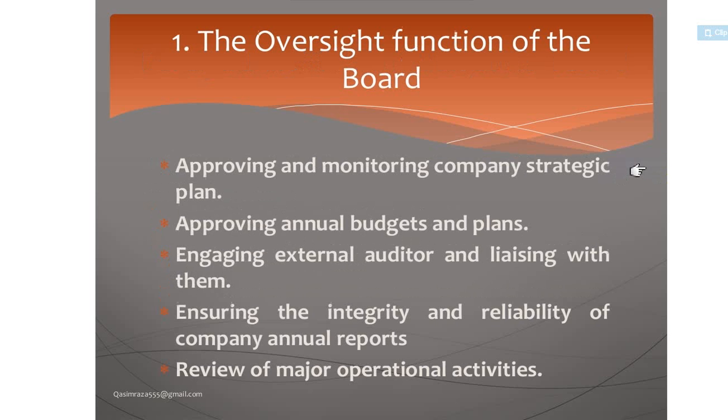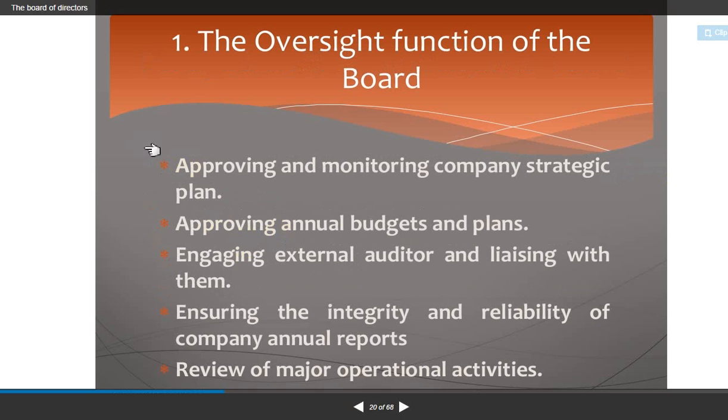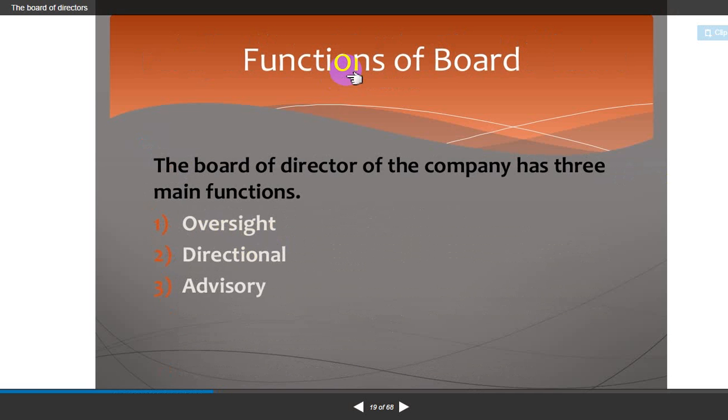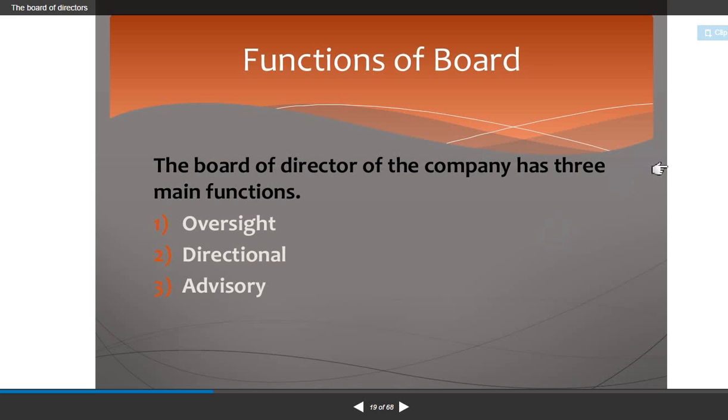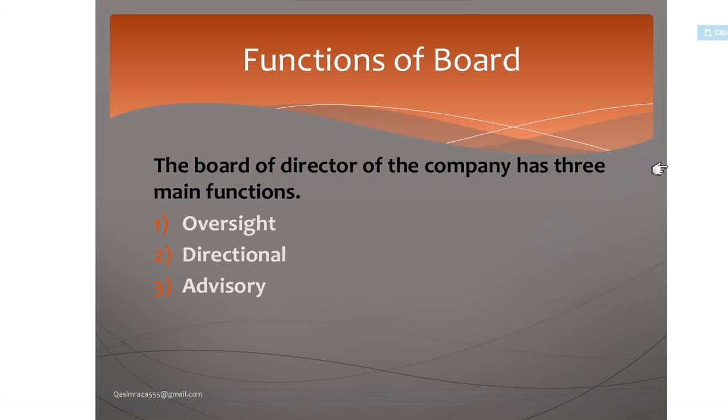Now, functions of the board. The board of directors of a company has three main functions: oversight, directional, and advisory. Oversight, directional, advisory.